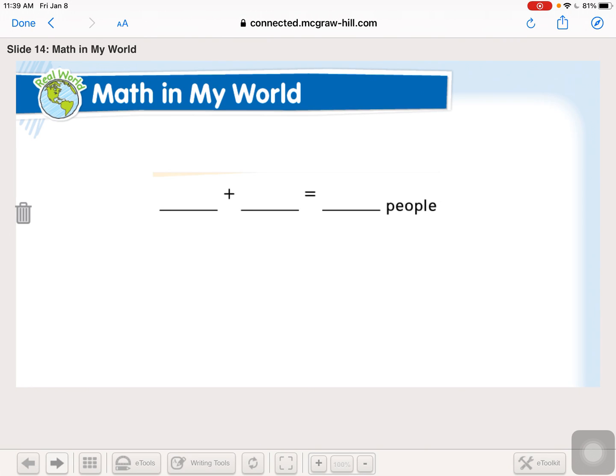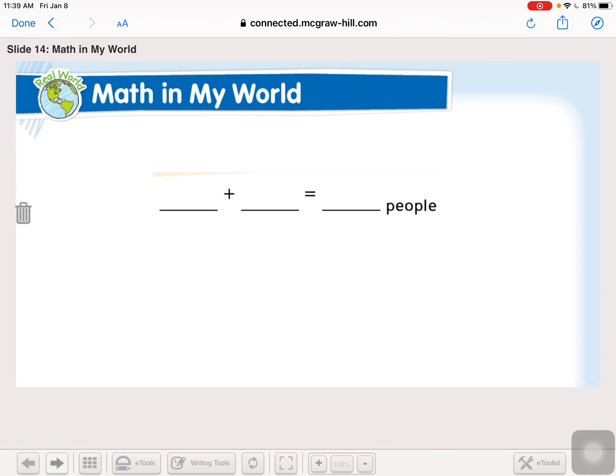All right, so you're going to need your Math in My World page on 383. You're also going to need your pencil and, if you'd like, your base 10 blocks as well. Pause until you're ready, and then you may push play.